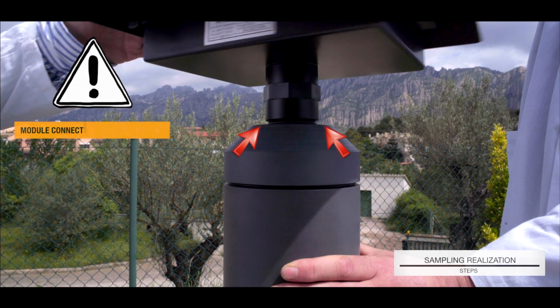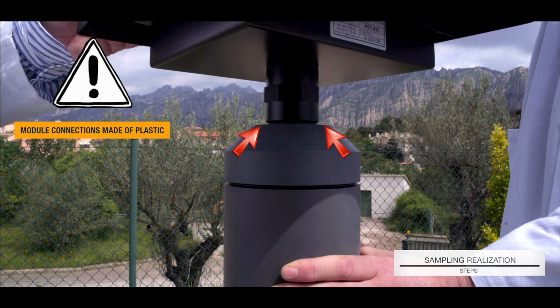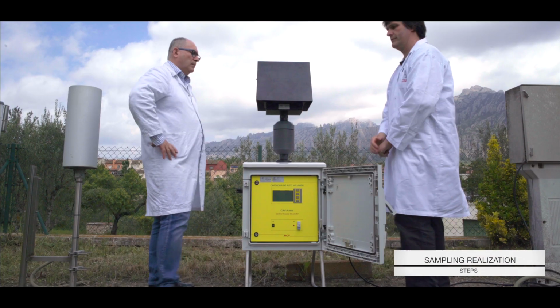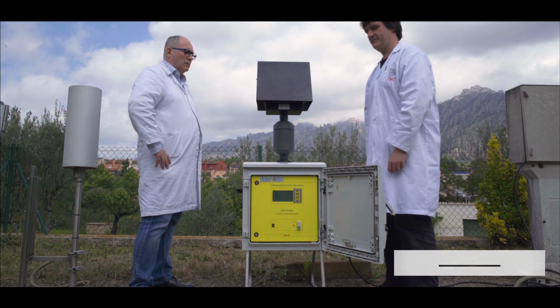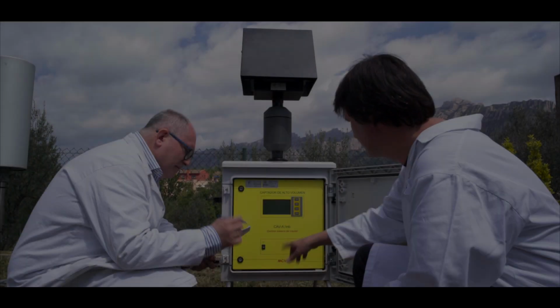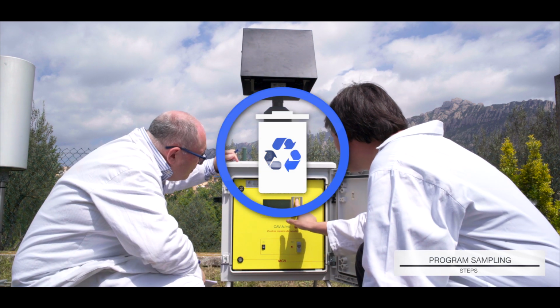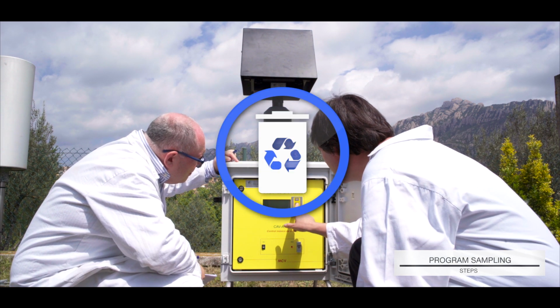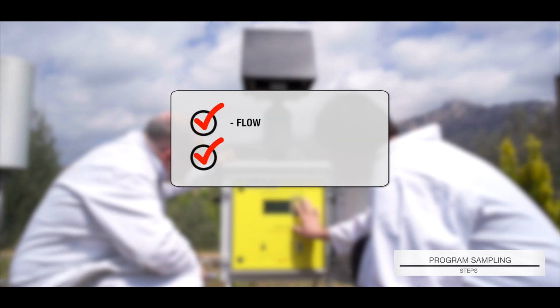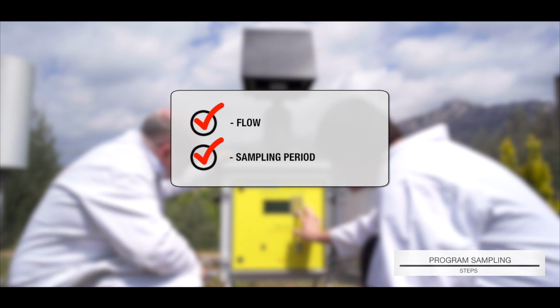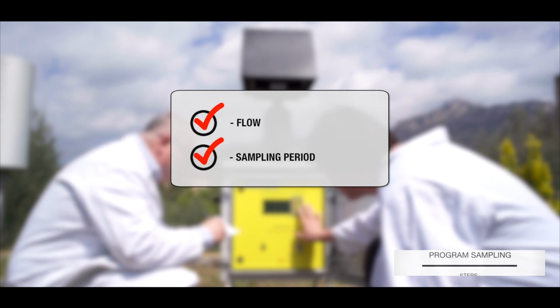Usually, the connections of the modules are made of plastic. The connections should be fitted tightly, but without forcing them, in order to avoid their breakage. Once the installation is accomplished, the sampling can continue. 2 important parameters must be set before starting: flow or suction flow, and sampling period. Once these 2 parameters are defined, sampling can start.